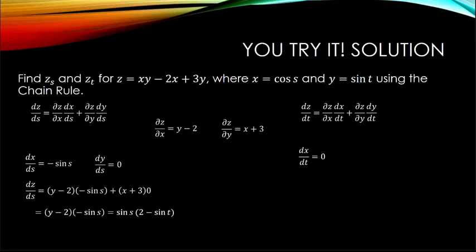dx/dt is 0, and dy/dt is cosine t. This means that dz/dt is the quantity y minus 2 times 0 plus the quantity x plus 3 times cosine t. This simplifies to the quantity cosine s plus 3 times the cosine of t when I plug cosine s in for x.